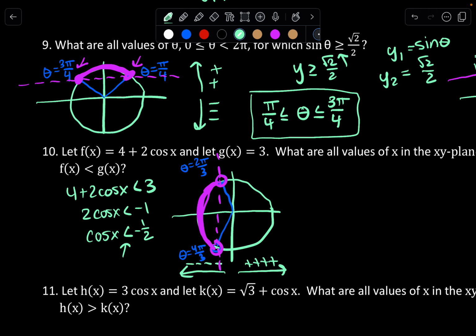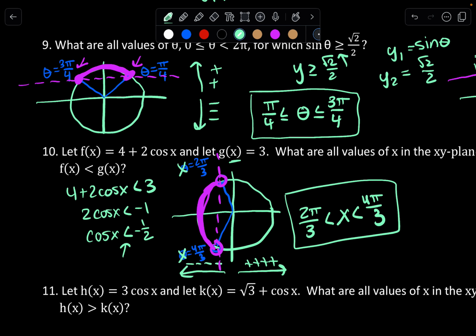So again, we're starting at 2 pi over 3, and it's going to be non-inclusive. I should have written x here, not theta. That's very bad. If they present you with x as the input, make sure you follow the variables that they give you. So this will be x, which is less than 4 pi over 3. And that's it.